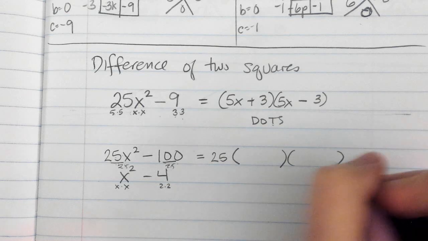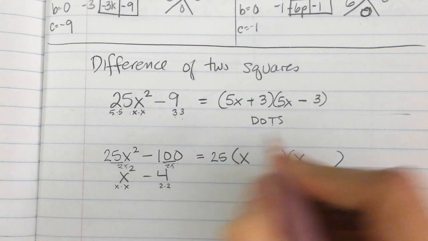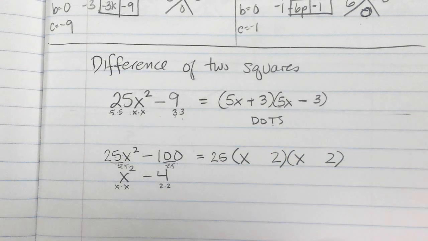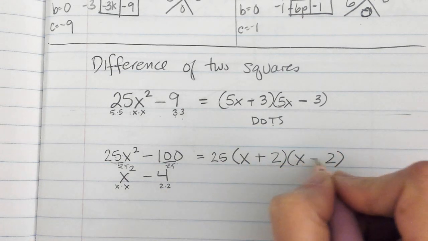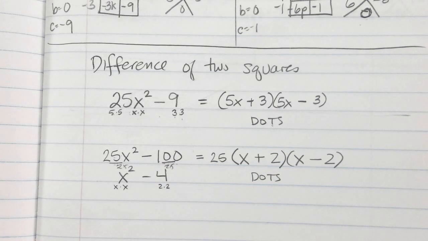So I put the square root of x squared, which is x, in the first one, the square root of 4, which is 2, at the end. I put a plus and a minus. And then my work is dots for difference of two squares. Okay, so that's the first special.